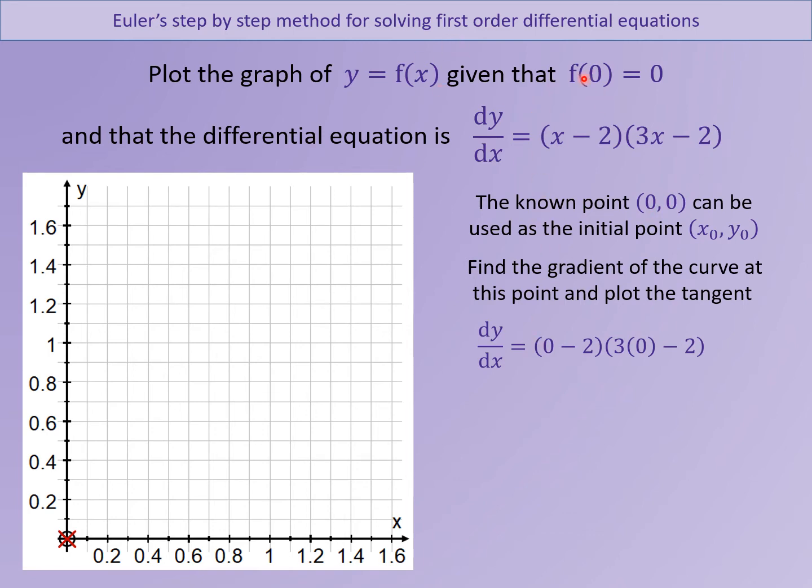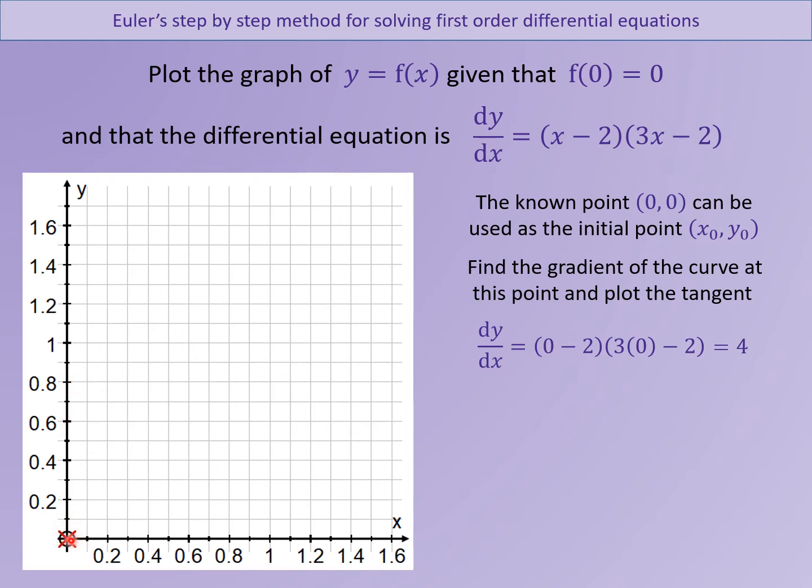So what I'm going to do is stick in 0, which is the x value. All right, it's the first x value. There it is. F of x is 0, so x equals 0. So we're going to put the x value in here, and I know that the gradient at that point is going to be 4. So at that point, I know that it's going up with a gradient of 4.